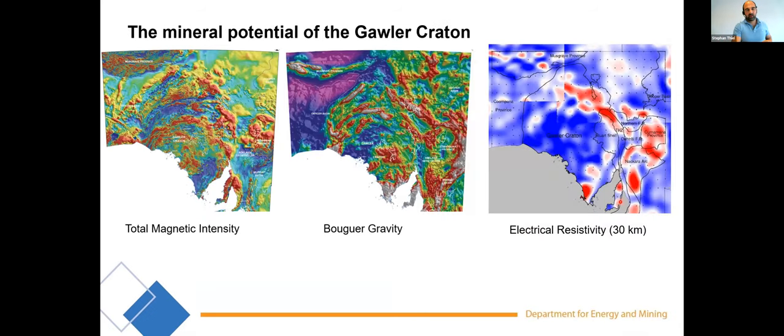So I'm going to come back now to the Gawler Craton and show you some of the examples that we have here on our doorstep. This is kind of closing the loop a bit with the spectacular image that Graham Heinson has produced over the years across Olympic Dam.